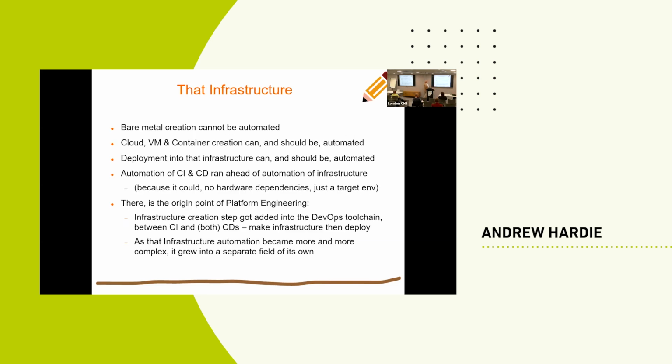So that's DevOps. Now, that infrastructure, back in the days of the bare metal, you can't automate the creation of the bare metal. You have to fill out a form and ask the IT department to buy one, stick memory chips in it, put an operating system on it, and tell you when it's ready. Cloud, VM, and container creation can be automated. That's the whole point. And it should be automated.